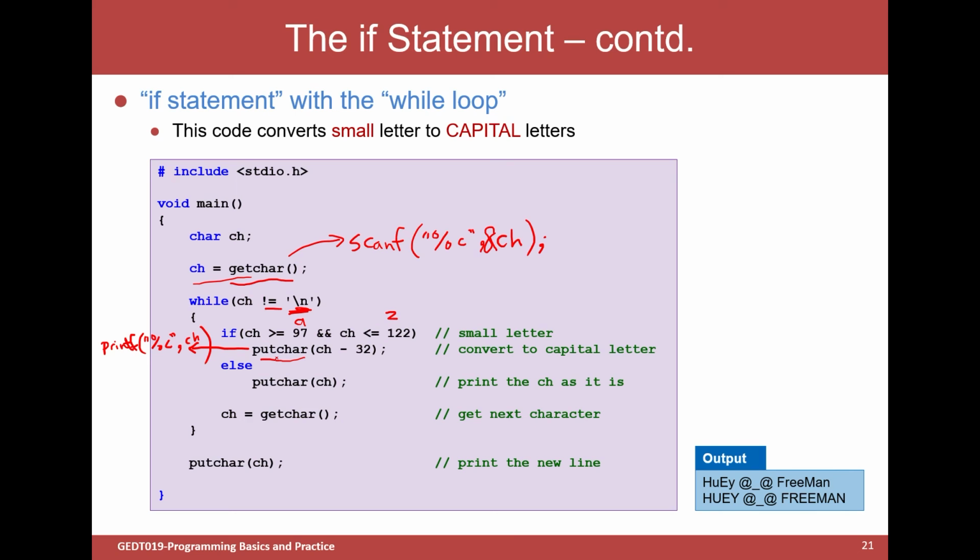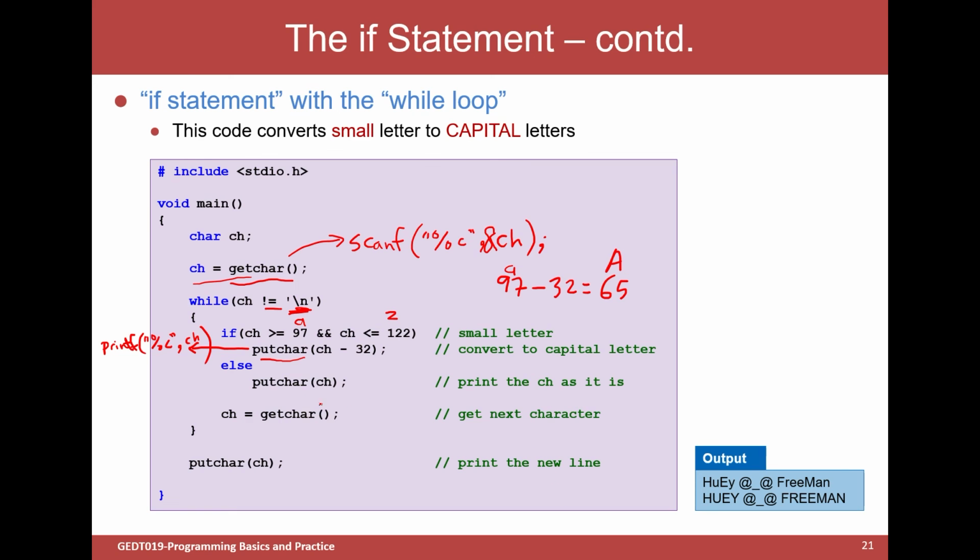So this one and this one are the same, put character. Put character means print one character. What will this character be? CH minus 32. CH minus 32 means what? If you put 97, a small letter, minus 32 equals 65. 65 is what? A capital letter. So this means print on the screen whatever the character is, minus 32, that means as a capital letter.